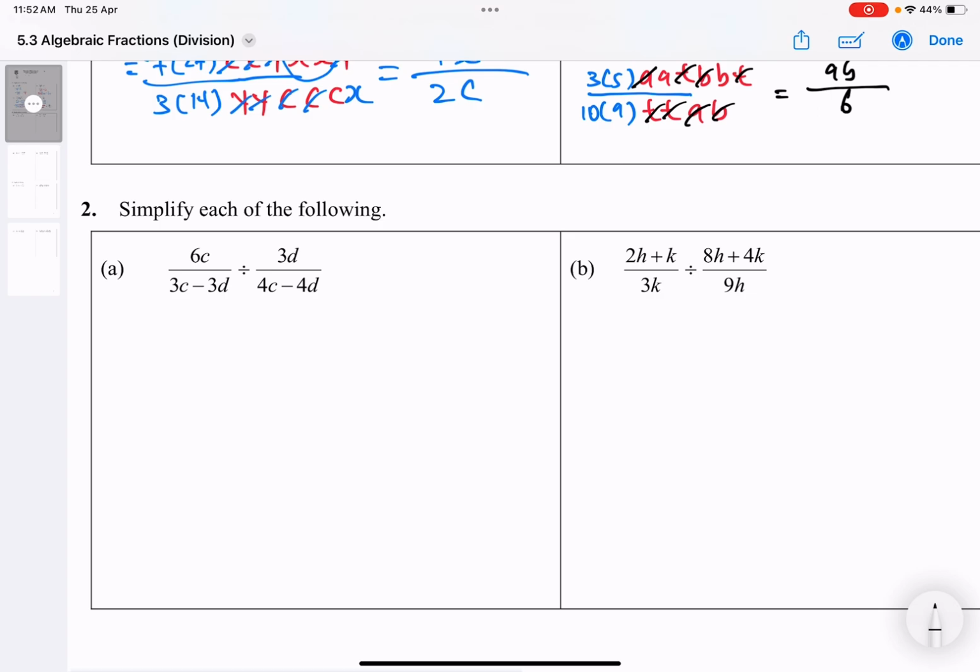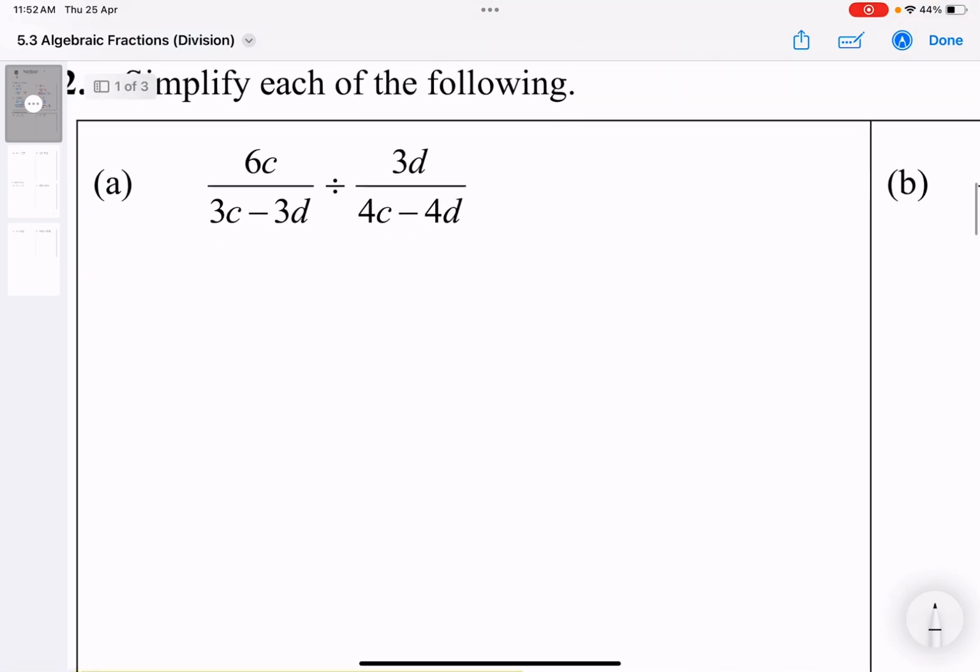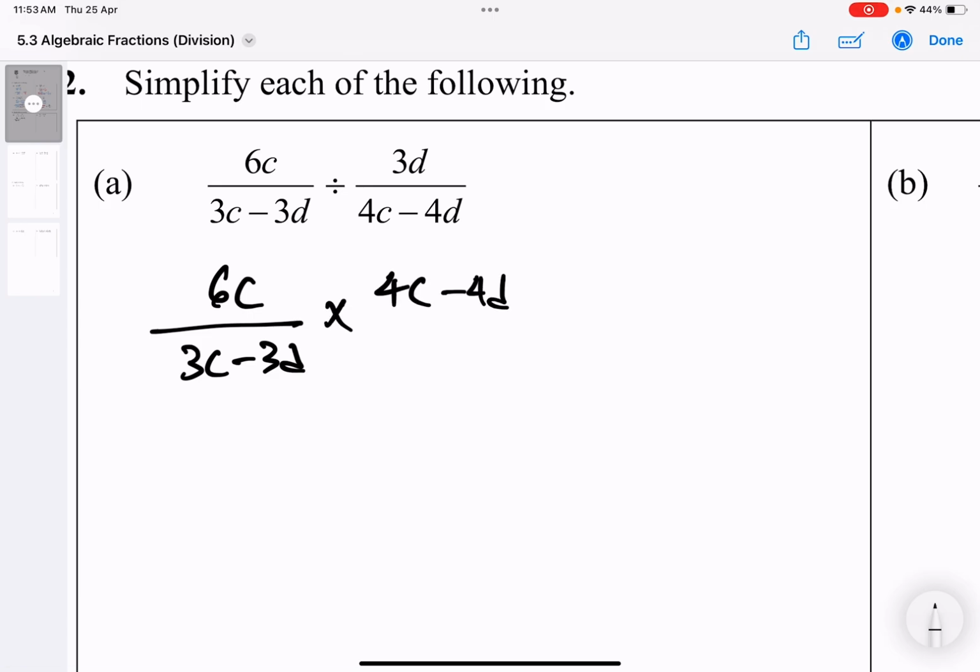We just need to change the divide sign into multiplication. So 6c over 3c minus 3d, multiplied by 4c minus 4d over 3d. I just change the divide sign to a multiply sign. Okay, then what's next?